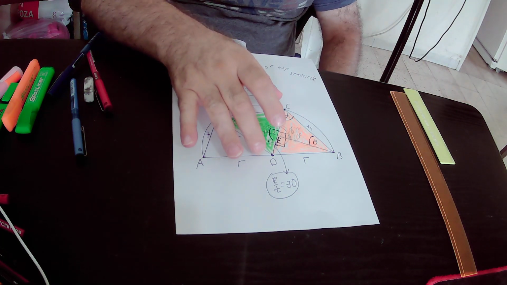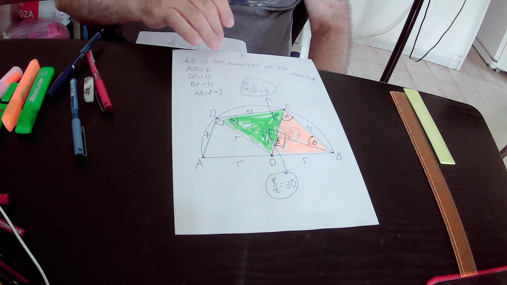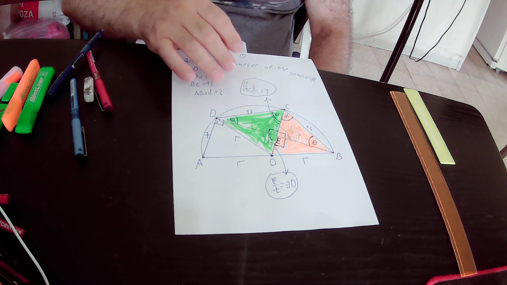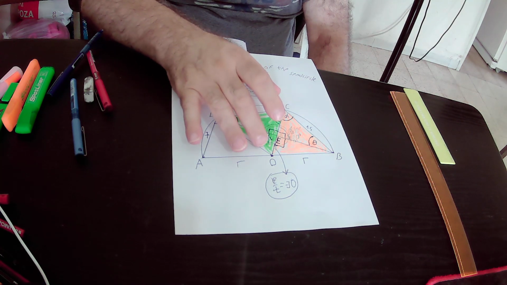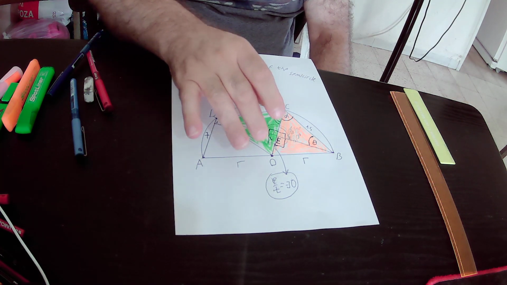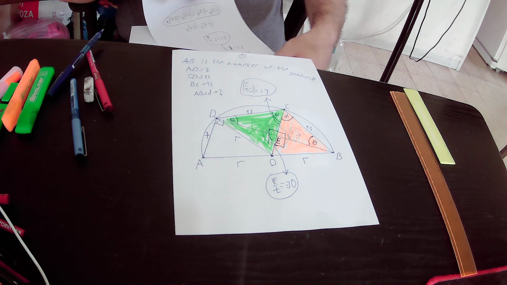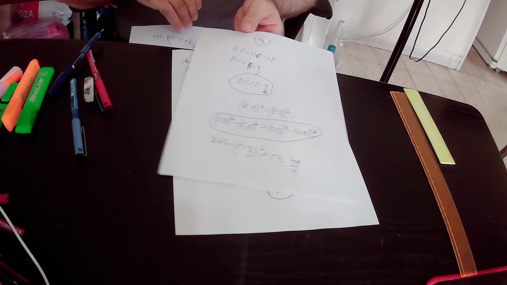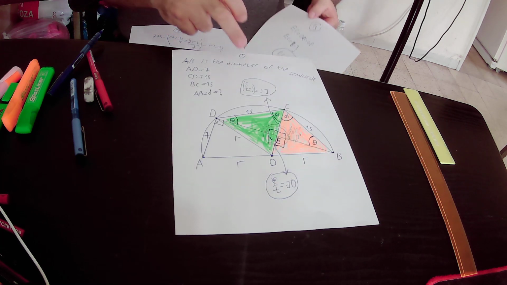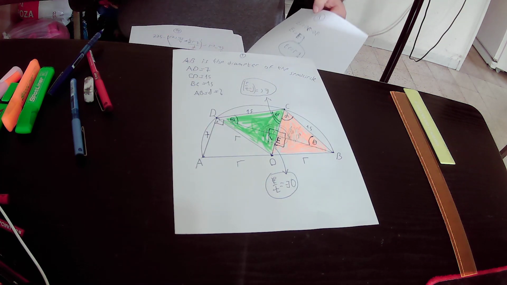And EC, what is the size of EC? EC equals OC minus OE. OC is the radius, and OE is 7 over 2, so EC equals R minus 7 over 2.